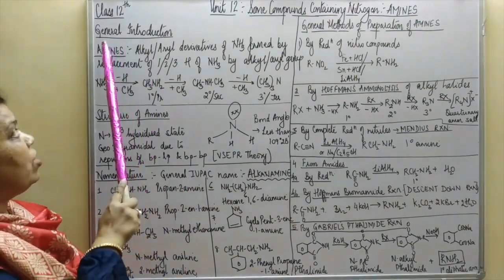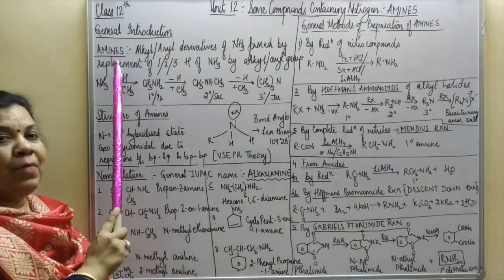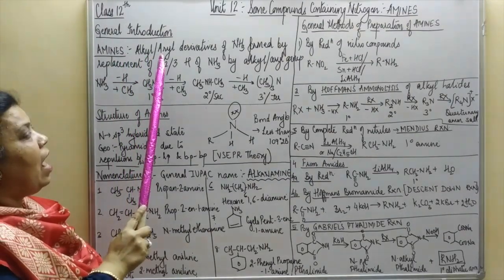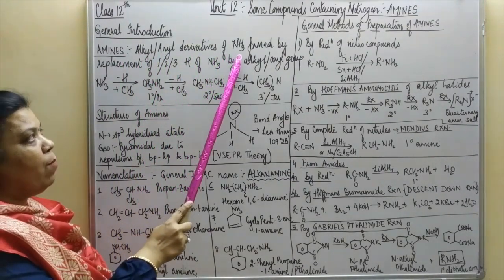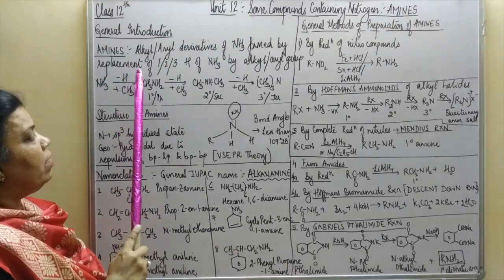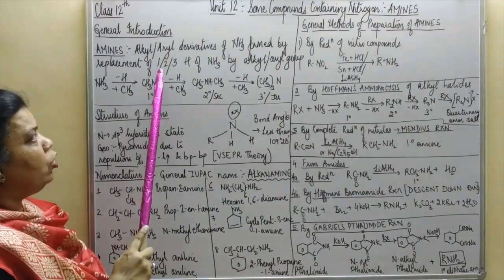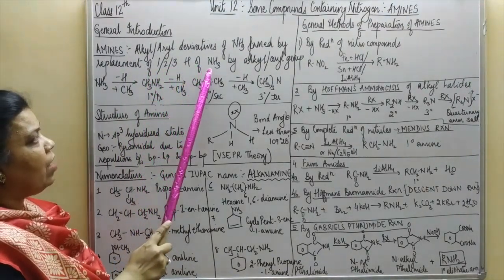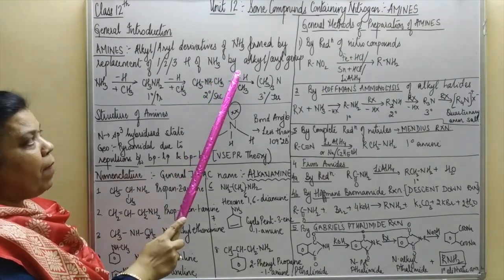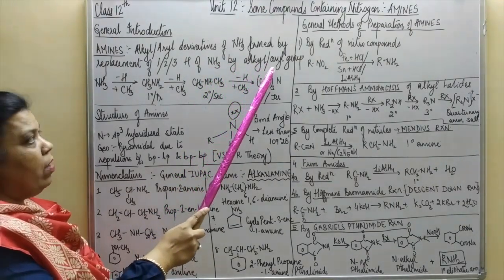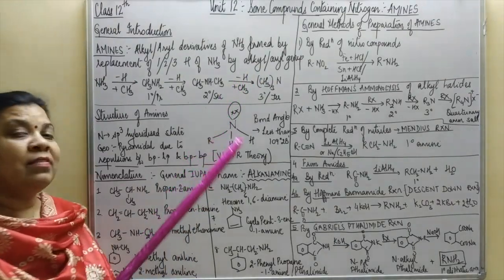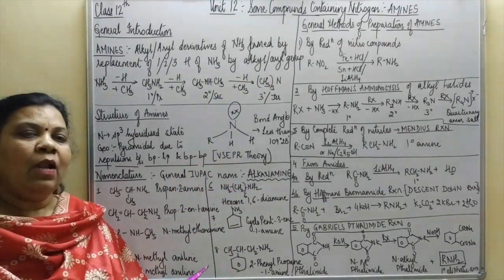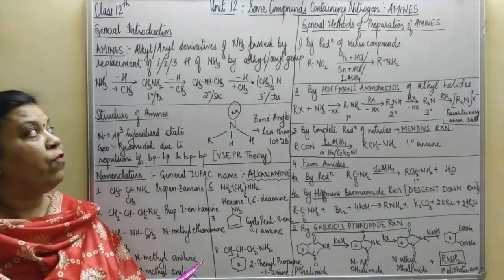So let me give you the general introduction of amines. Amines are the alkyl or aryl derivatives of ammonia, and they are formed by the replacement of maybe 1, 2 or 3 hydrogens attached to the nitrogen of ammonia by either alkyl or aryl group. So amines are said to be the alkyl or aryl derivatives of ammonia.